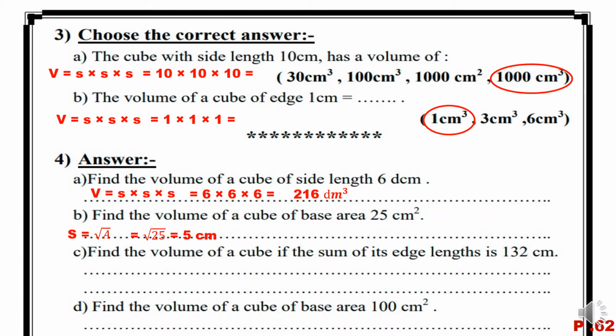I want now to find the volume. The volume is equal to side times side times side. So it's equal to 5 times 5 times 5 equals 125 centimeter cube.